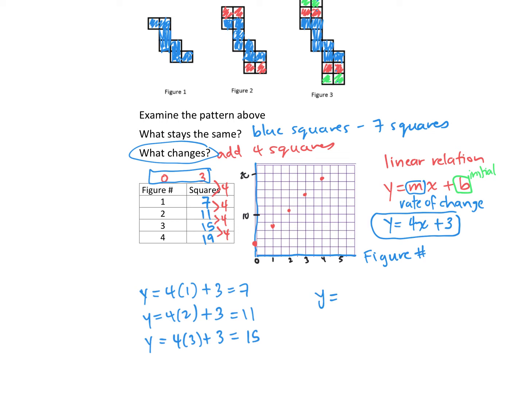So I could say, well, what would be in figure 5, the next pattern? So I'd expect it to have 23 squares. 19 plus 4 is 23. So the pattern continues. So what you're looking for in the pattern is, is it linear or nonlinear? How is it changing? Your rate of change we can find using these first differences. And then the initial value is always from 0.